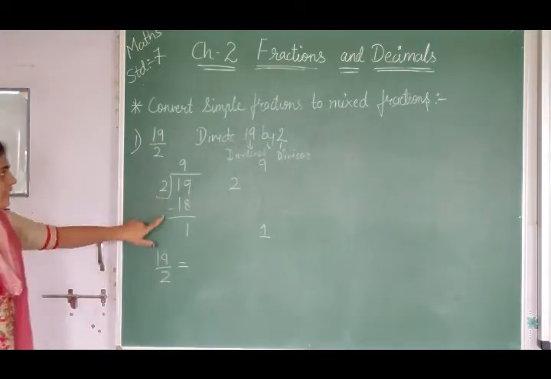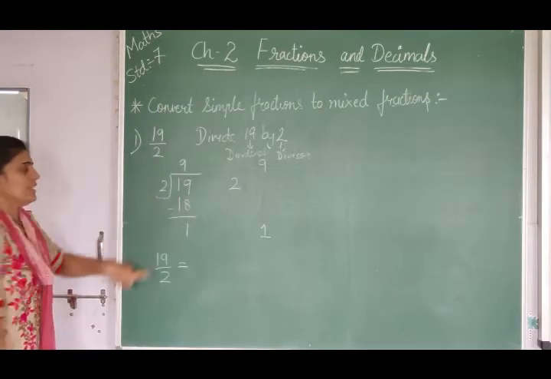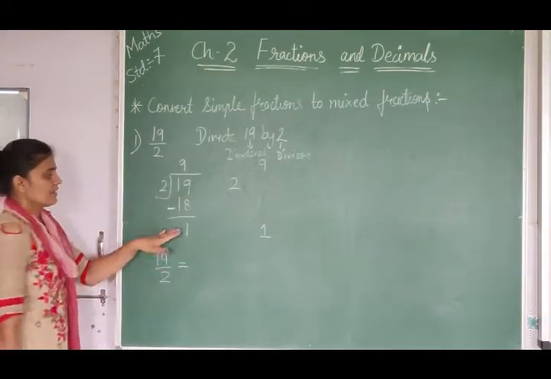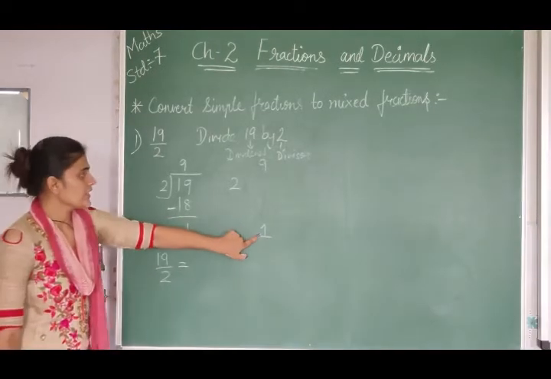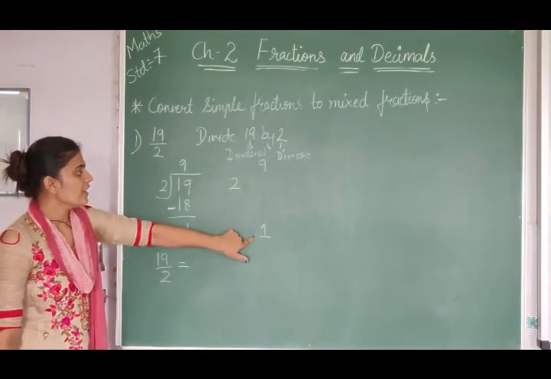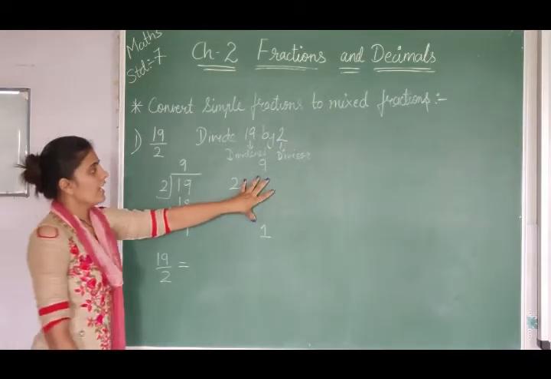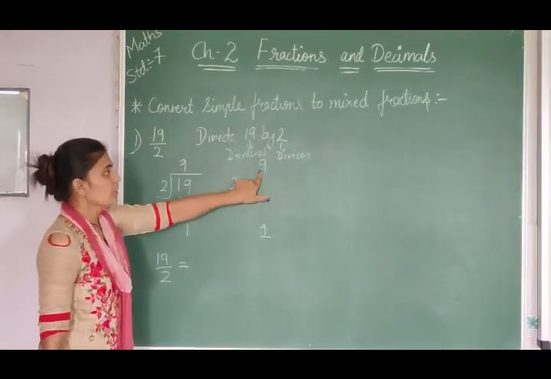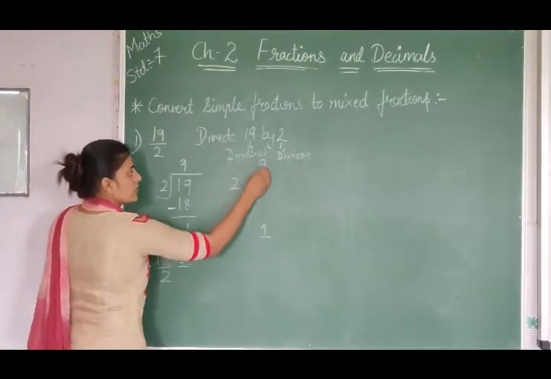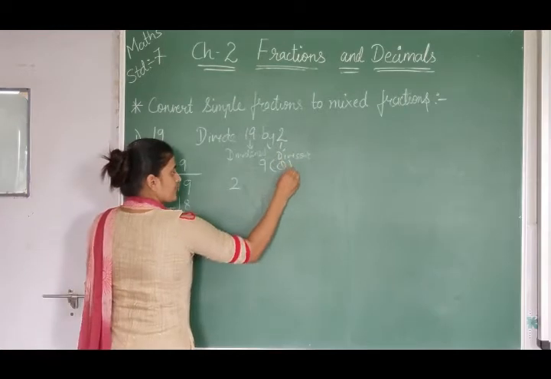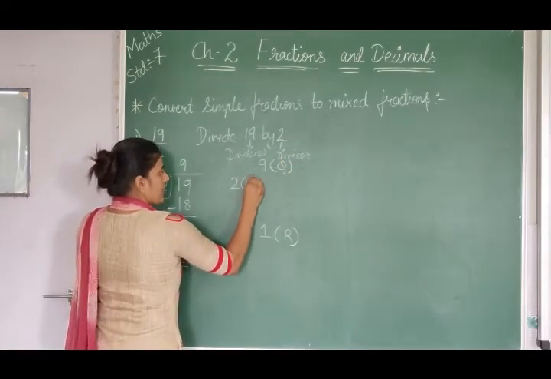So here I am dividing 19. 2 9s are 18. 19 minus 18 is equal to 1. So here you can see I have written 9, 2 and 1, in whatever position I am getting them, that position only I have taken over here. 9 I have put over here, 1 over here and 2 over here. So 9 is the quotient, 1 is the remainder, and this is the divisor.